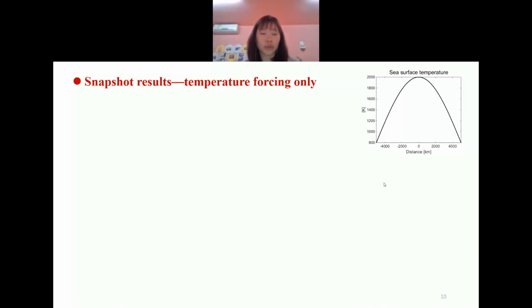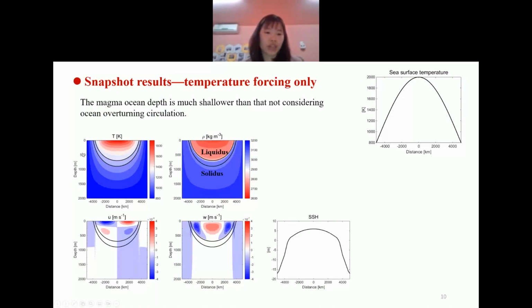Firstly, I will show the results of temperature forcing only. We use a surface temperature forcing with a maximum temperature of about 2000 kelvins and a minimum temperature of 800 kelvins, decreasing from the substellar point. From top left to bottom right, the panels show snapshots of temperature, density, zonal column, vertical motion, and sea surface height.